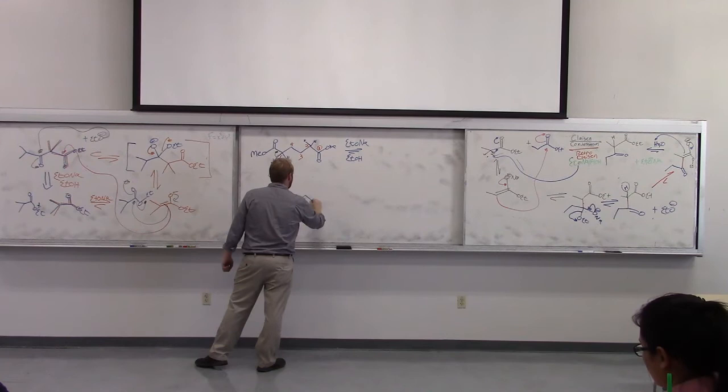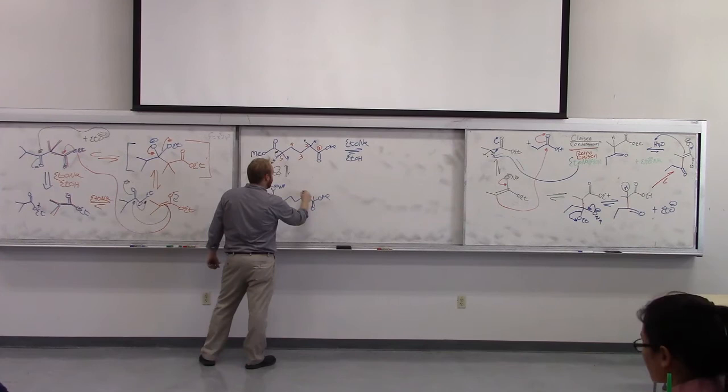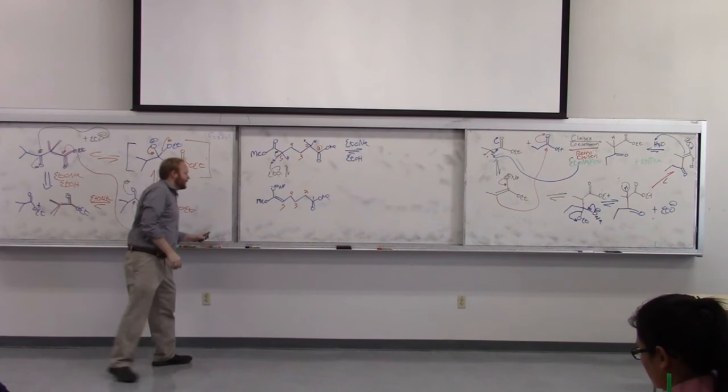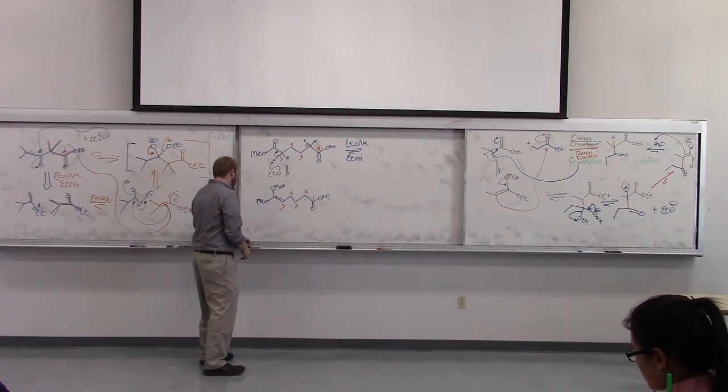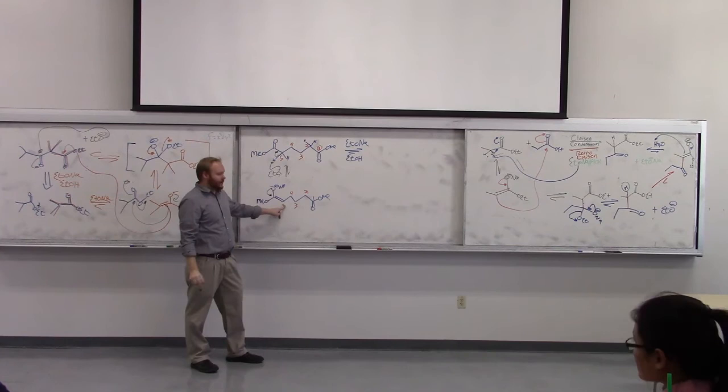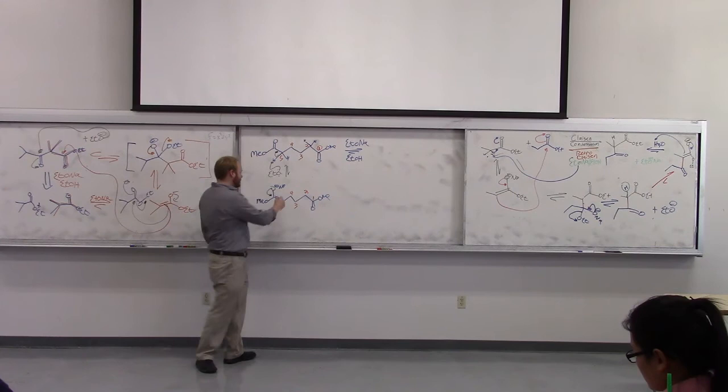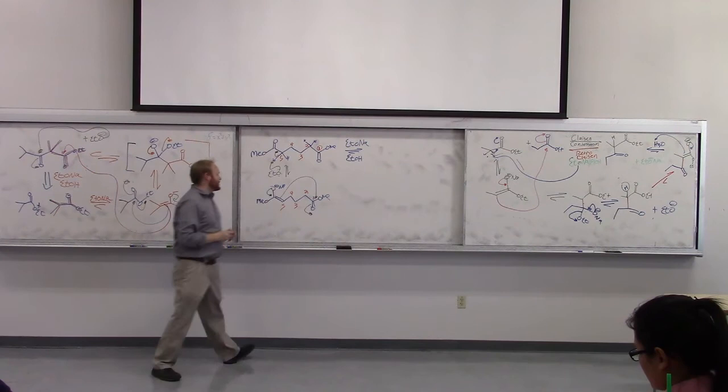And let's continue with the numbering so we don't get confused. And then we can do our next Claisen step, which is going to be our nucleophilic enolate carbon 5 attacking our electrophilic ester carbon 1. Now it gets to the hard part.